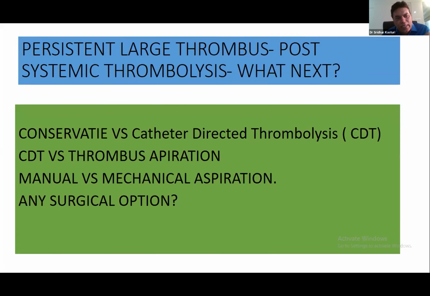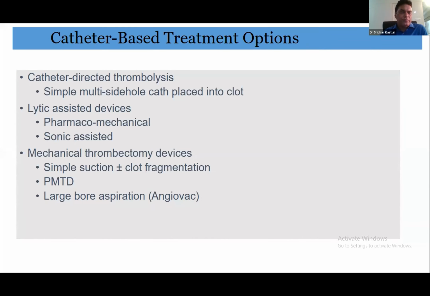Or is there any catheter-directed therapy versus thrombus aspiration? If you are doing thrombus aspiration, is it necessary to do only simple manual aspiration or mechanical aspiration? Is there a need for a surgical option? Here, the surgical option should not be considered. Why? Because the patient is in a stable condition, no hemodynamic deterioration. So in such a case, either go with conservative management or you can think of CDT or thrombus aspiration.